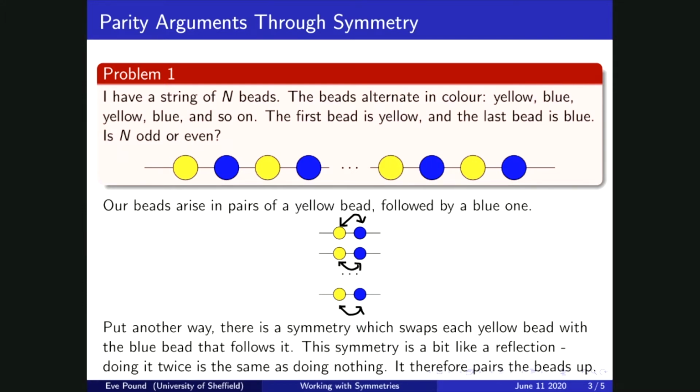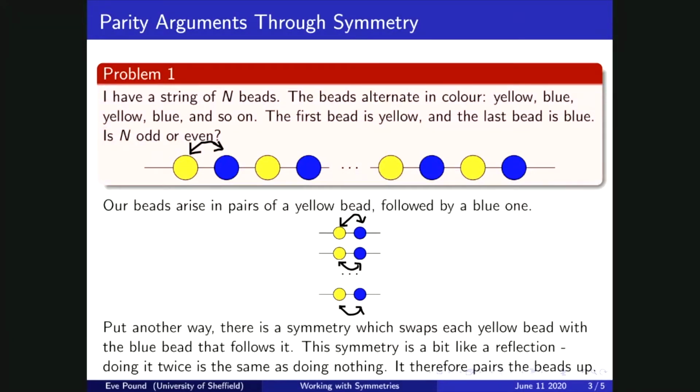Now, if we do that symmetry twice, if we say swap the bead with the bead that comes after you if you're yellow, or with the bead that comes before you if you're blue, and then imagine recoloring if you like, then we'll have done nothing in the end, right? We swap over, we swap back. If you swap and then swap back, that's the same as doing nothing.